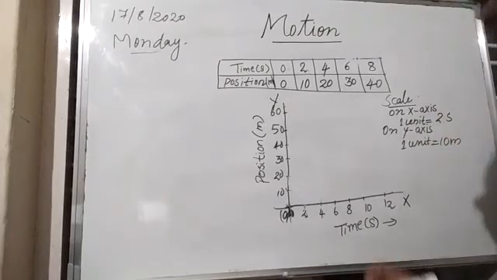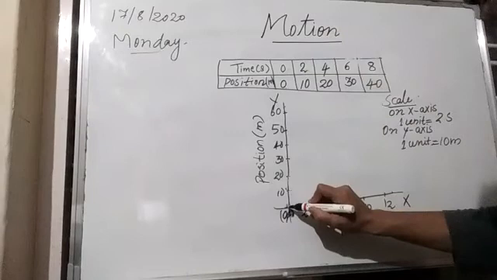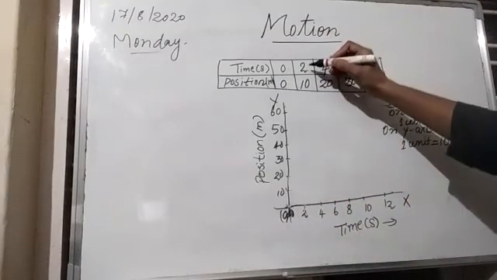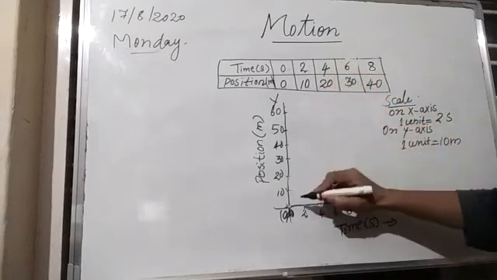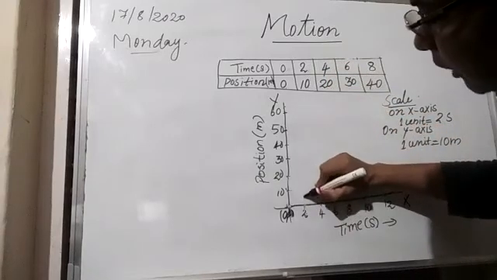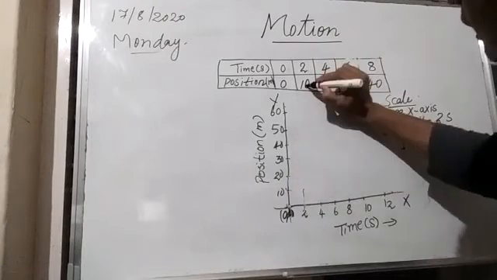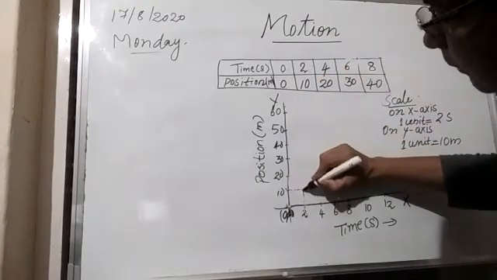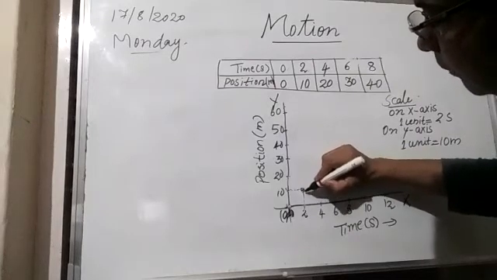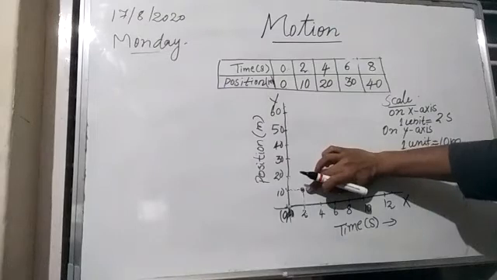Now, to plot the points: 0, 0 is here. Then at 2 seconds the object is at 10 meters. So from 2 seconds draw a perpendicular, go straight up, and from 10 go horizontal. Both of these meet at a point, isn't it? This meeting point is where we have to plot the point. Okay, mark the point.